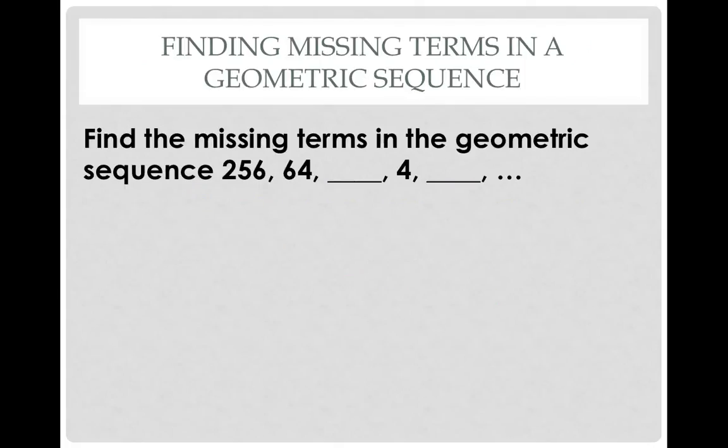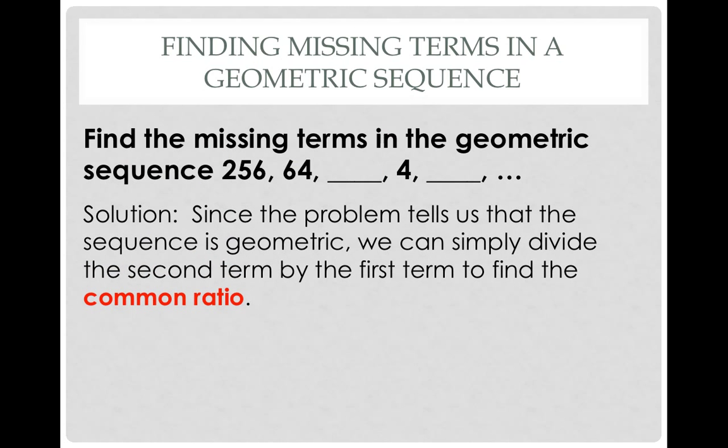Okay, so now here's another challenge. I would like you to pause and find the numbers that go in the blanks. Well, how do we do this? It tells us that it's geometric, so that means we don't have to show that it's geometric. We can just go ahead and find the common ratio by taking the second term and dividing it by the first term, and that gives us, if we simplify it, 1/4.